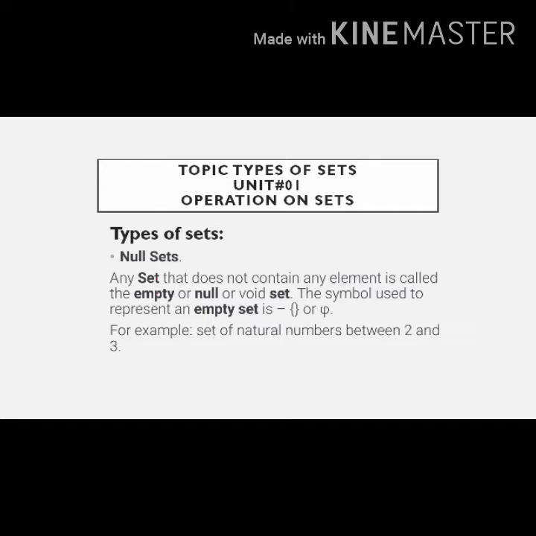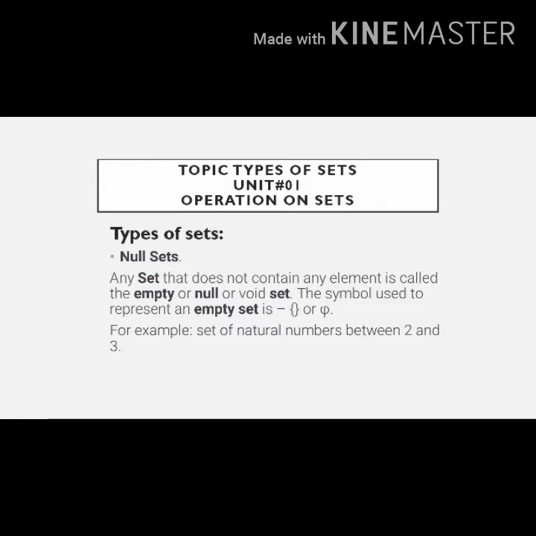Now the next type of set is the null set. Any set that does not contain any element is called an empty set, null set or void set. It clearly shows that if a set has no element inside it, it is known as an empty set. Here two signs are given to show the empty set. The first is two curly braces with nothing inside it, and the second sign is simply a 0 with a line cutting through it. These two signs are used to represent the empty set.